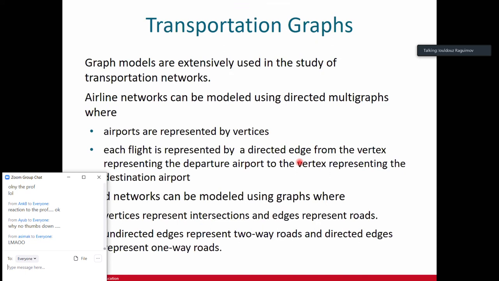Road networks can be modeled using an undirected graph, and also a directed graph. If there are two-sided roads, obviously it is the case of an undirected graph. It's just a connection. Everybody can go from A to B as well as from B to A. Directed edges will represent one-way roads. In the city, especially in downtown, we have a lot of streets in which vehicles can move only in one direction.